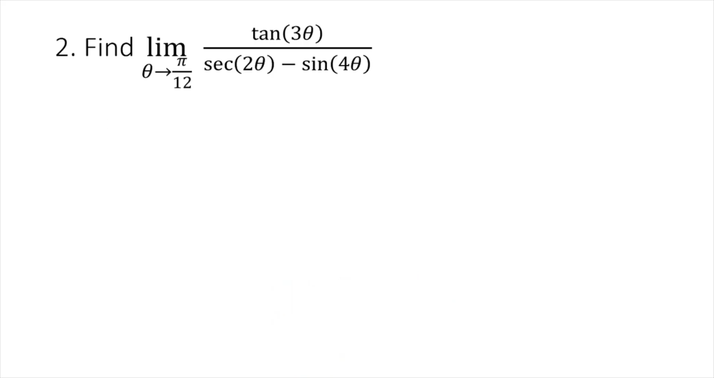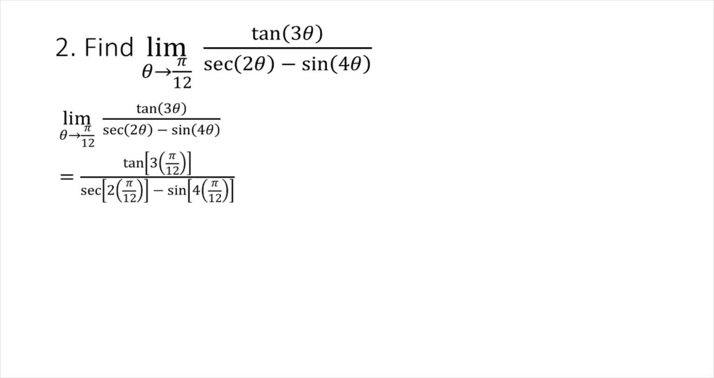So next, we have the limit of tangent 3 theta over secant of 2 theta minus sine of 4 theta as theta approaches pi over 12. This is the given. Applying direct substitution and then simplifying, we get this expression: tangent of pi over 4 divided by secant of pi over 6 minus sine of pi over 3. Then we plug in the values. We have three special angles involved here: pi over 4, pi over 6, and pi over 3. Just evaluate their trigo values using the unit circle or whatever method you prefer. So these are the values.